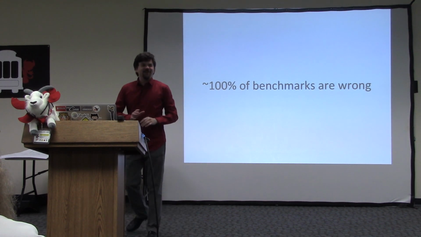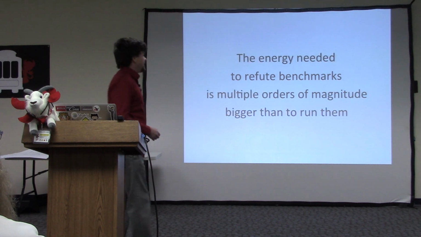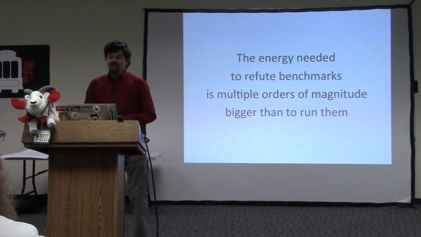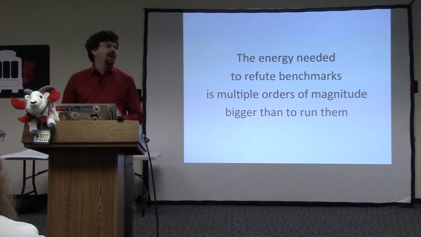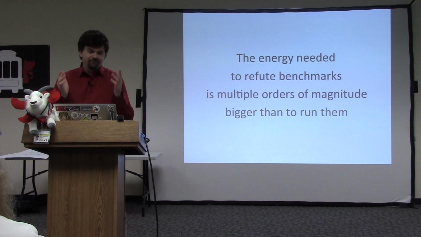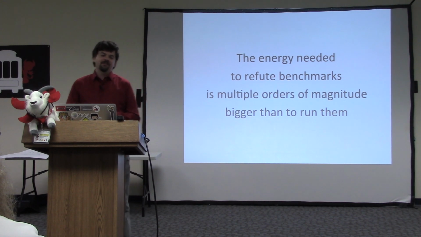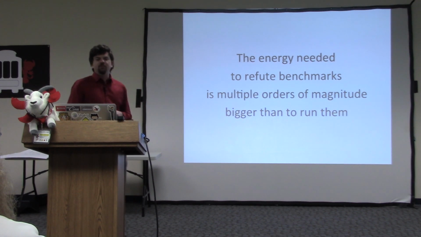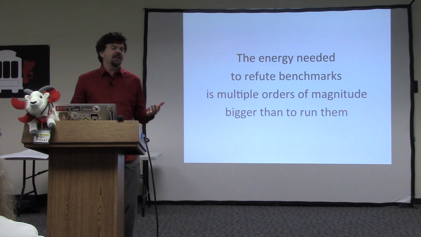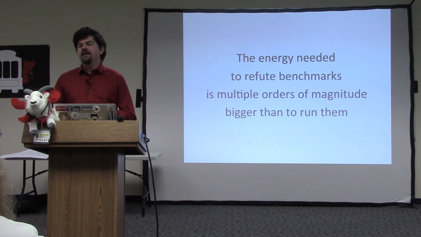Almost 100% of benchmarks are wrong. It's extremely error prone. A big problem we have in the industry is the energy needed to refute benchmarks is much higher than it takes to create them. So you can just run Unix bench and come up with a bunch of numbers and then publish it and make all these bad conclusions about OS performance. And it takes a long time just to refute that. It can take a week just to explain what a micro benchmark has really done and why that matters.